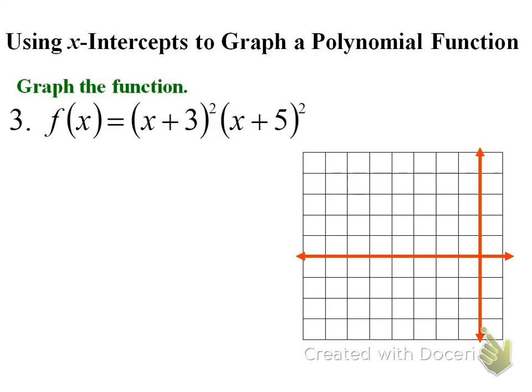Find the x-intercepts. What are they? Negative 3 and negative 5. Good. Both of them have the same exponent of 2, so what should happen at both of them? Yeah, it's going to bounce off.